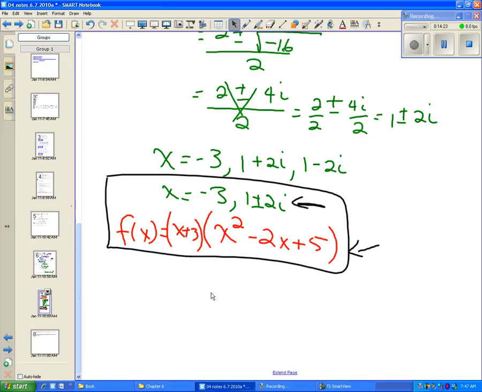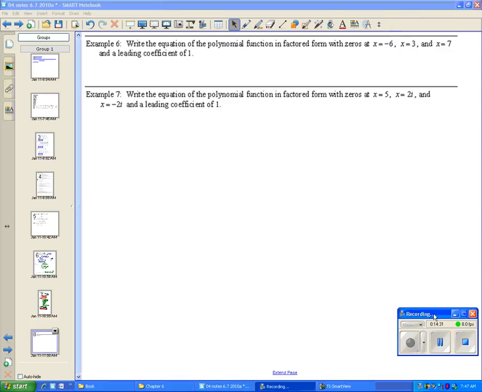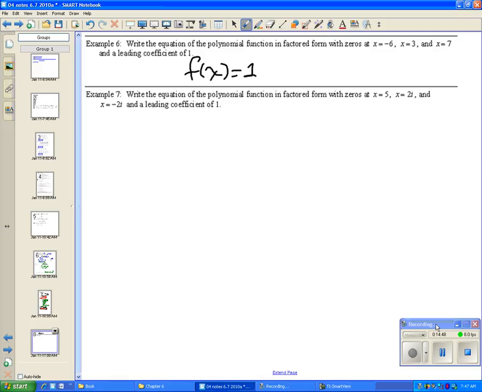Let's look at examples 6 and 7. Write the equation of a polynomial function in factored form with zeros at x equals -6, x equals 3, x equals 7, and a leading coefficient of 1. What in the world does this look like? Well, I know that I'm going to have f of x is equal to, my leading coefficient is 1. My first zero is x equals -6.